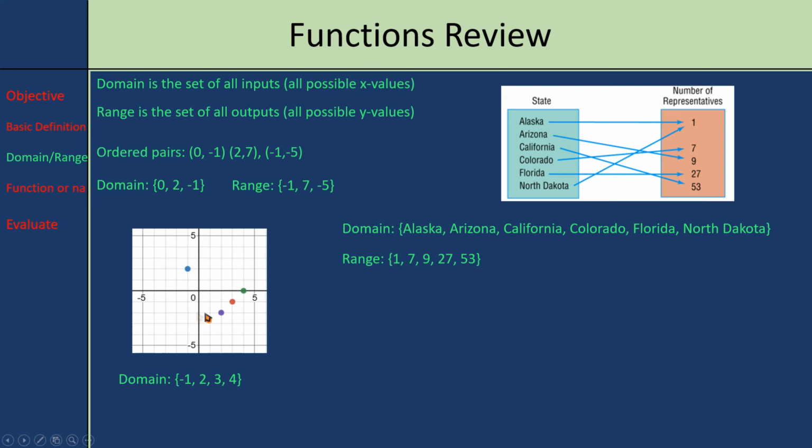Now for the range, I have to look at the y values. The y values here are -2, -1, 0, and 2. At this point, the y value is -2. At this point, the y value is -1. At this point, the y value is 0. And at this point, the y value is 2. That's my range.